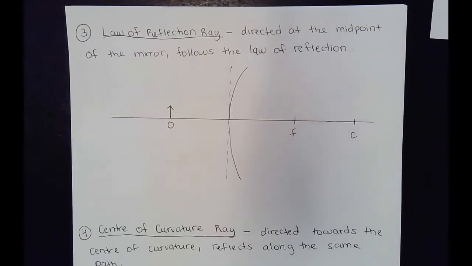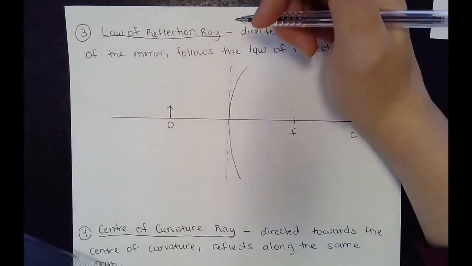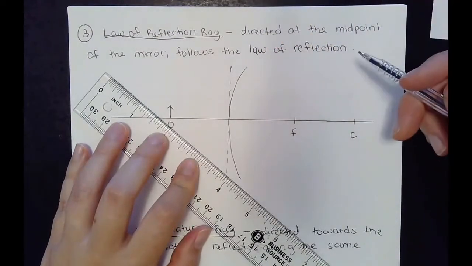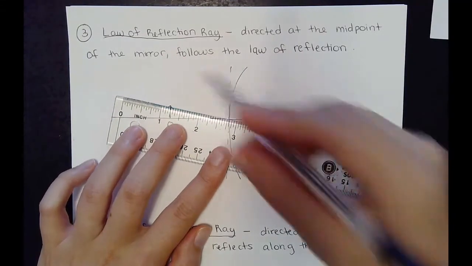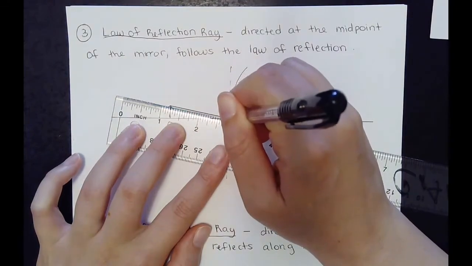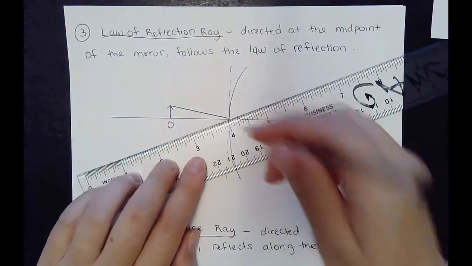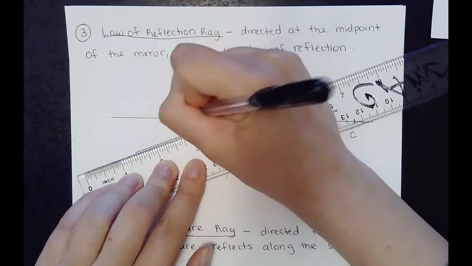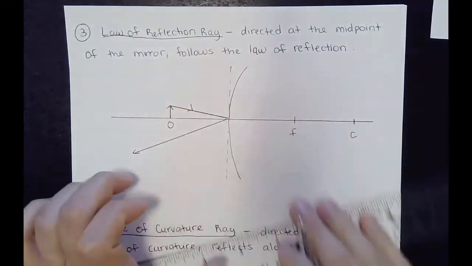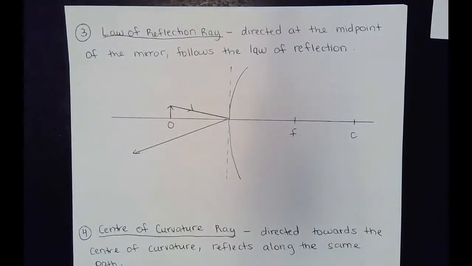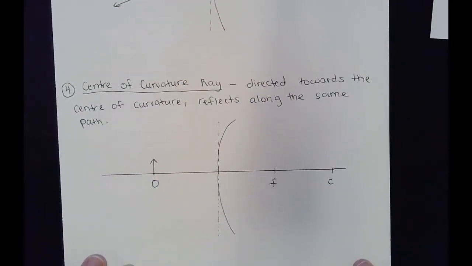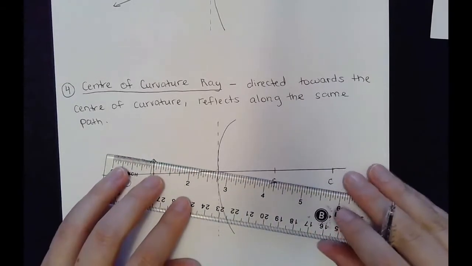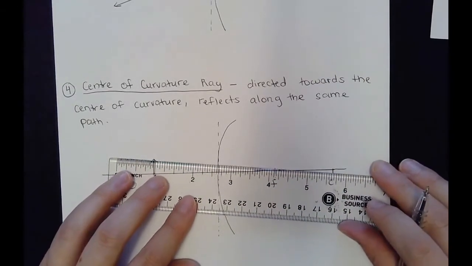Okay, so the law of reflection ray, this one and number 4 are essentially the same as for a concave mirror. So it's directed at the midpoint and follows the law of reflection. Again, all of the rays do. This one's just easy to see. So here. And then reflecting, I would always draw this one last as well as a check. And then our center of curvature ray, which goes to the center. So I'm going to connect the top of the arrow and this C point here.